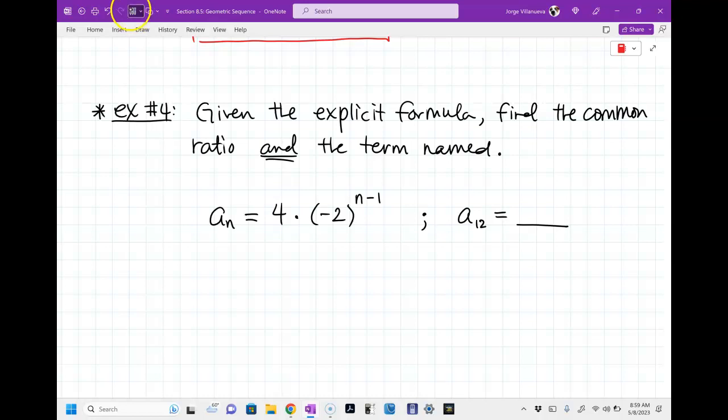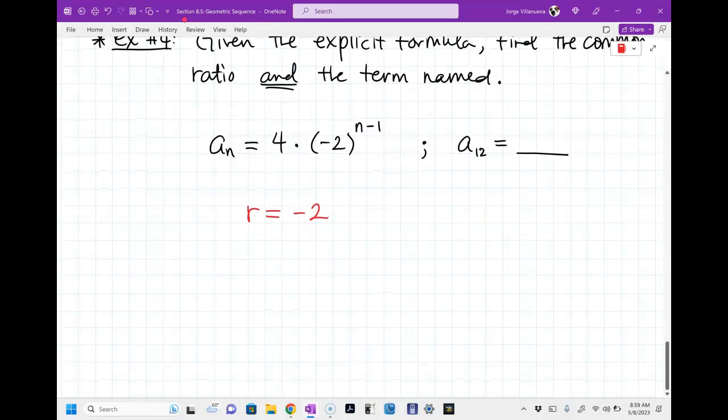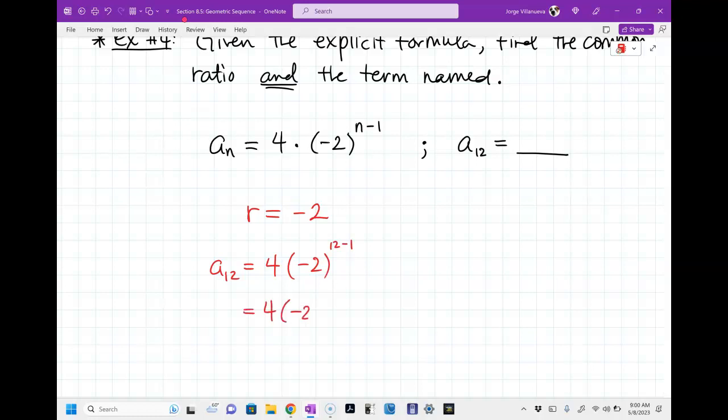So, the easy part first. Maybe you may not think it's easy, but it truly is. What's my r value? Negative 2. It's right there, in the parenthesis, right? Negative 2. So that's not too bad. All right. What's a sub 12? Well, in order to figure out a sub 12, n has to be 12. So a sub 12 is 4 times negative 2 to the 12 minus 1. Well, 12 minus 1 is 11, so that's 4 times negative 2 to the 11th power.